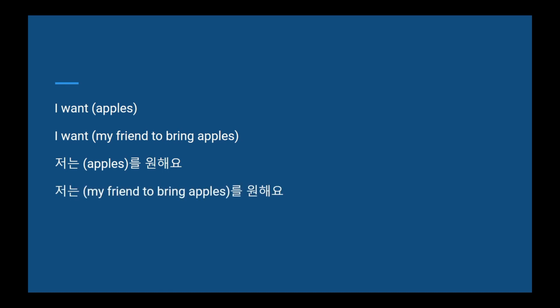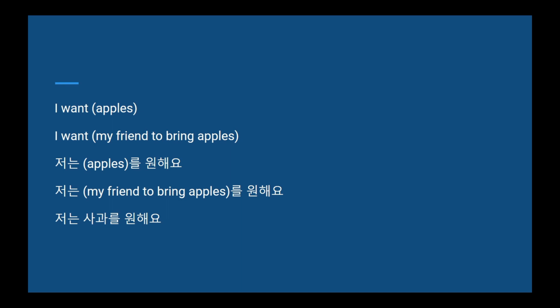I want apples, and I want my friend to bring apples. The object in both cases is in parentheses, the thing that I want. I want apples, or the thing that I want is my friend to bring apples. So pretty straightforward so far. The first sentence is easy. 저는 (apples)를 원해요. And the second one is 저는 (my friend to bring apples)를 원해요. Now, why did we put whatever's in parentheses in English? You'll see. So the first one's really easy to put in Korean. 저는 사과를 원해요. Really easy.